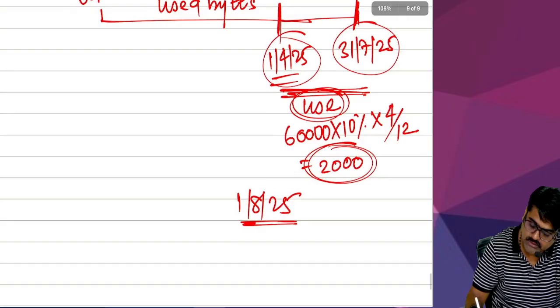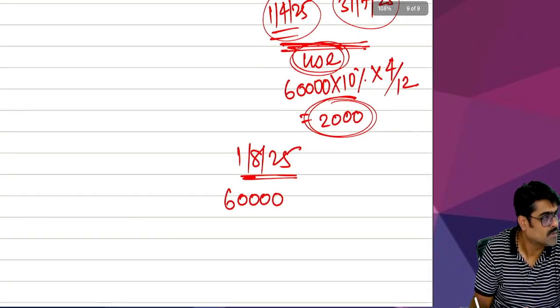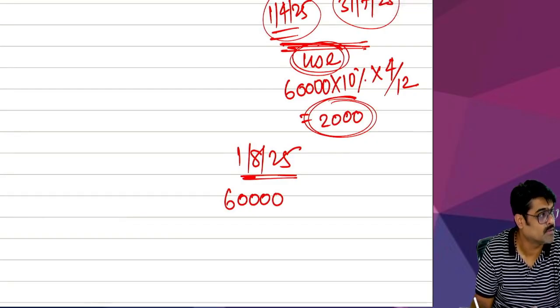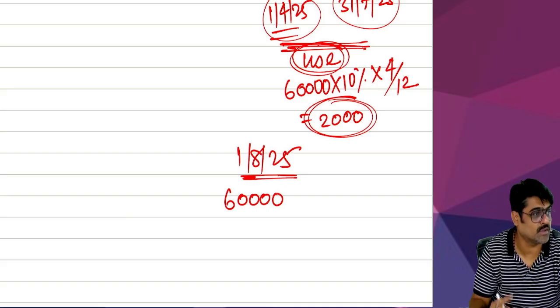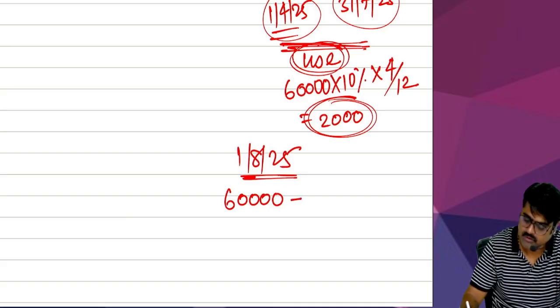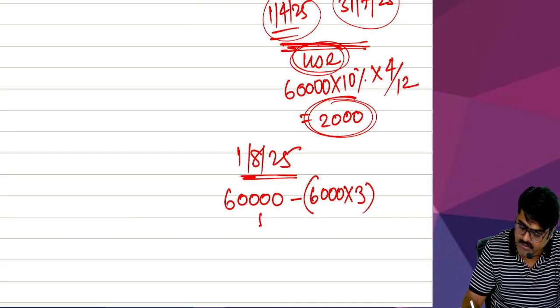What was the actual cost, minus wear and tear? For how many years? 3 completed years of use. At what rate? What method? SLM. So 60,000 into 10%. For the first year 6,000, second year also 6,000, third year also 6,000. So 6,000 into 3, 18,000 will be reduced for wear and tear.